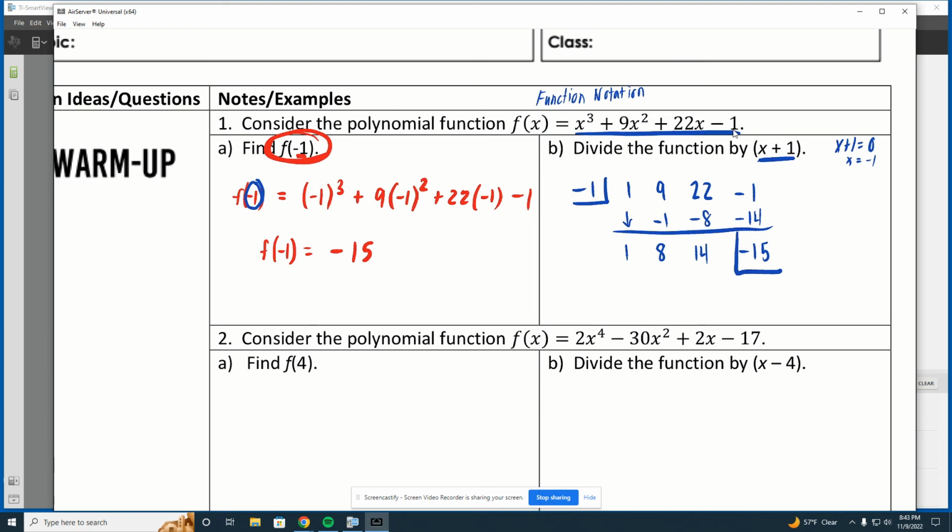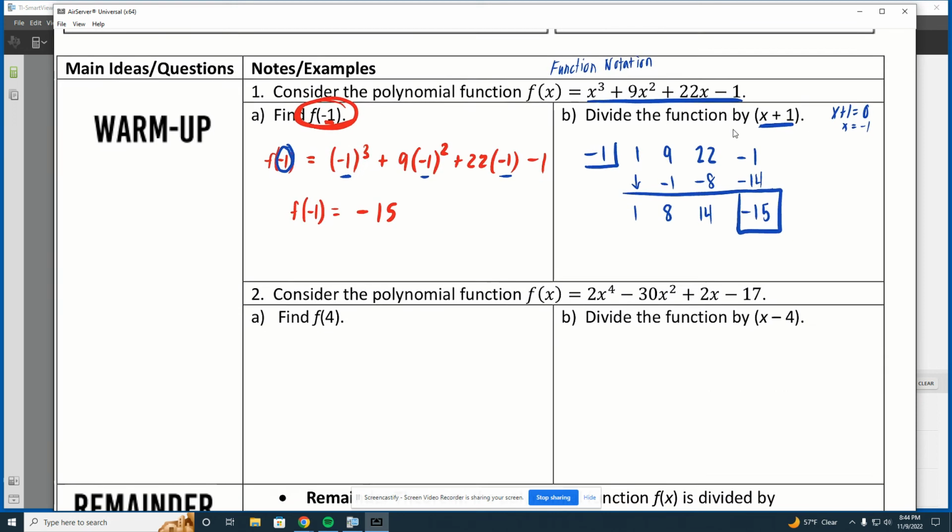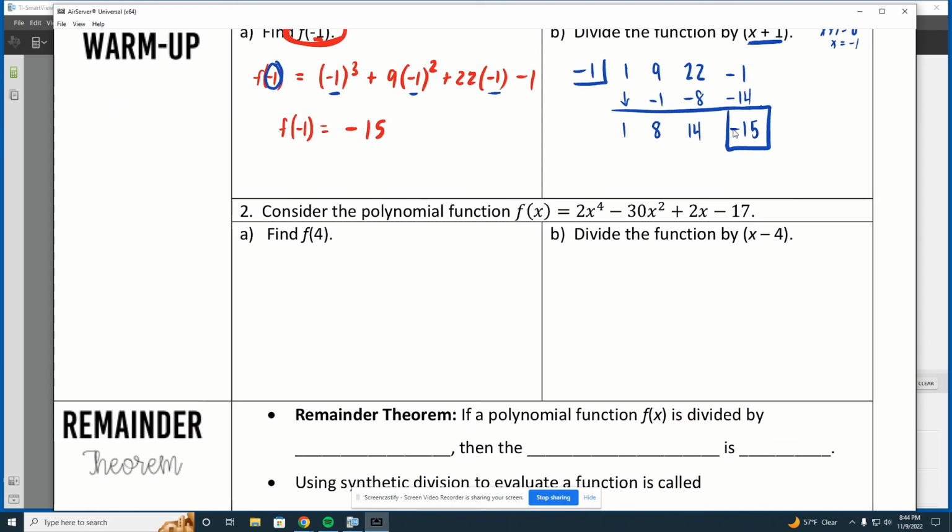-15. Notice anything, guys? Notice that when we evaluated the polynomial function using the value -1, we plugged in -1 every time I saw x. We got the exact same result using synthetic division. There is a connection between evaluating a polynomial function and doing synthetic division. There's a connection. Okay, look, let me just prove it further.